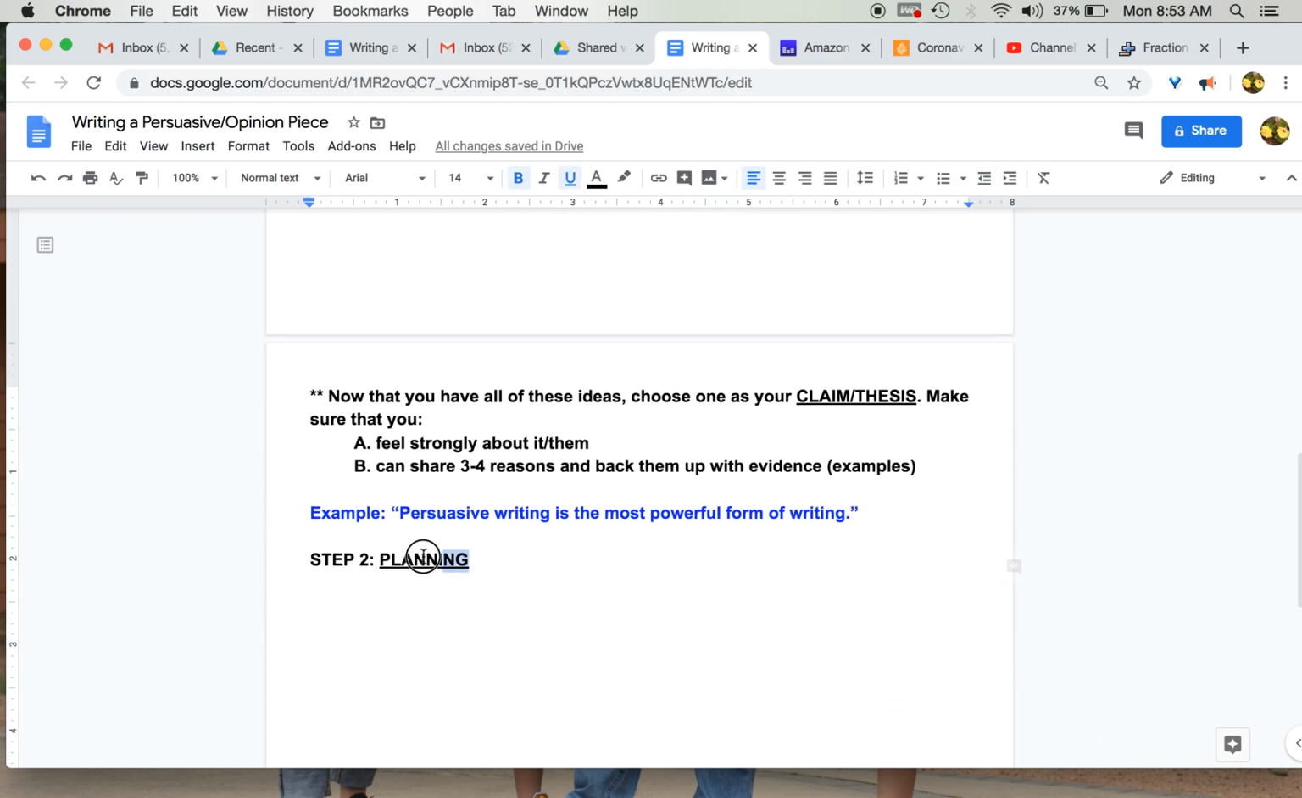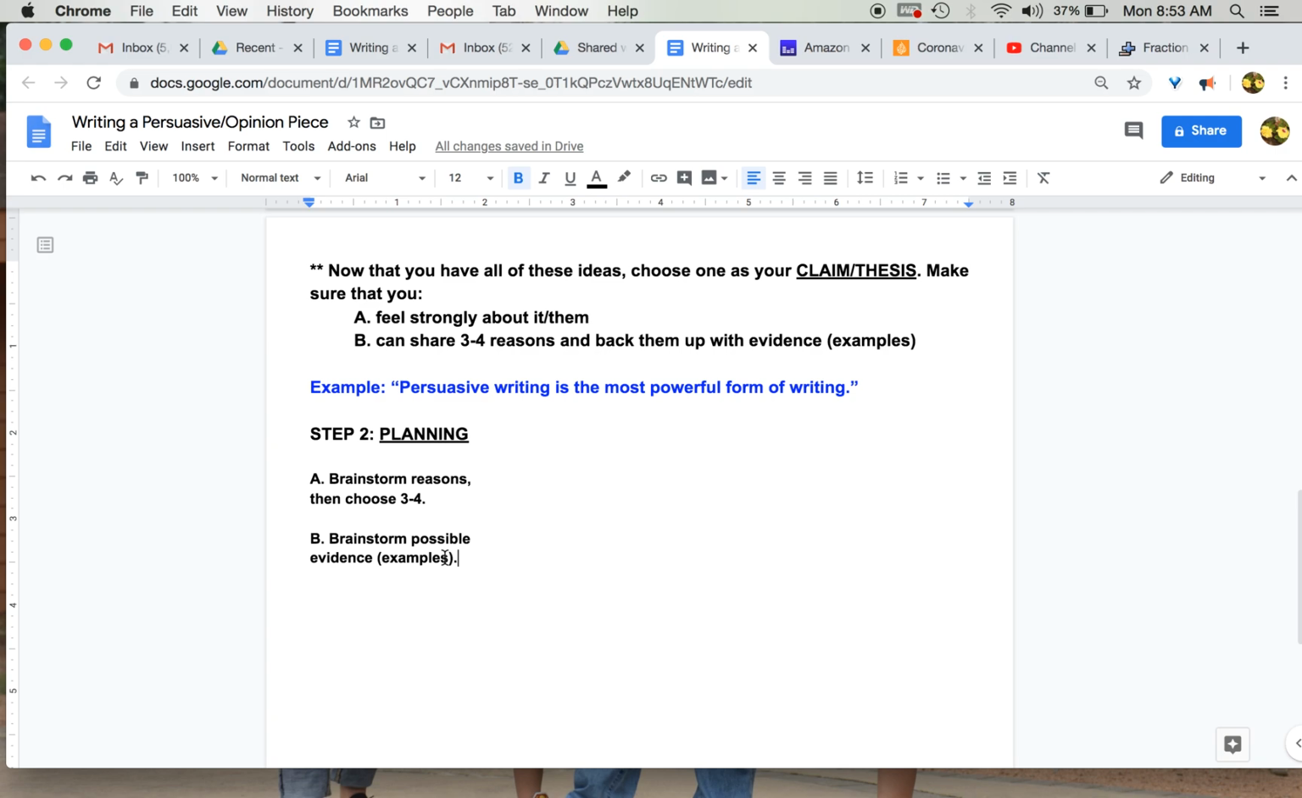So we're on step 2 now. We're going to be planning. And here's the process that we're going to go through. When you plan, you want to make sure that you brainstorm some reasons ahead of time. You've got some really good reasons, and you're going to choose 3 or 4, one for each paragraph. You want to brainstorm possible evidence that goes along with those reasons.